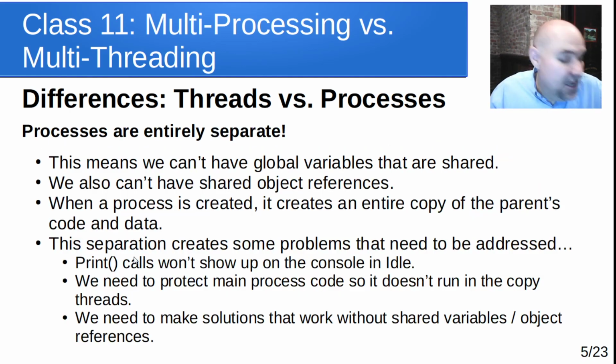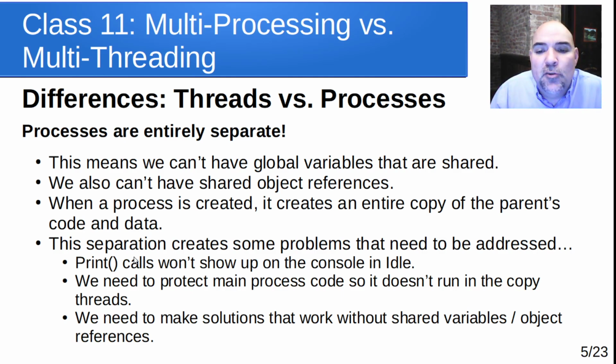So the end idea here, processes are entirely separate from one another. That means they can't have global variables that they share, like with the ornamental garden problem, count plus equal 1 on entry, count minus equal 1 on exit. We also can't have shared object references that are easily accessible between them.